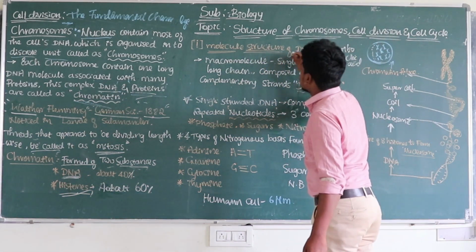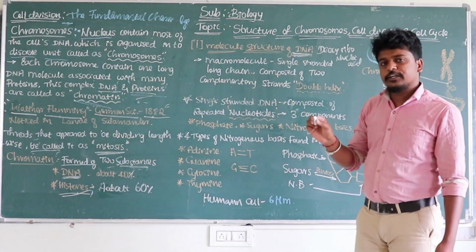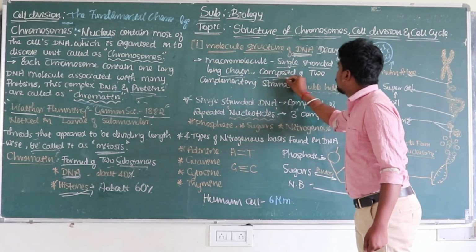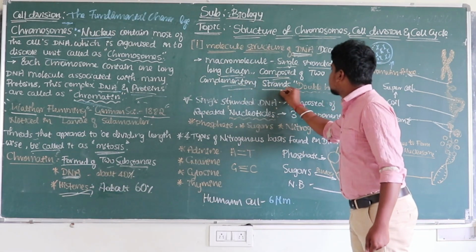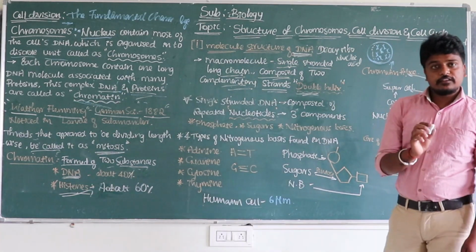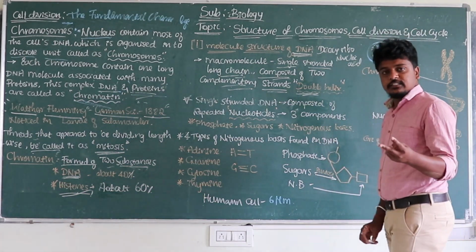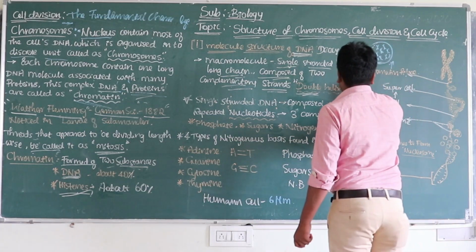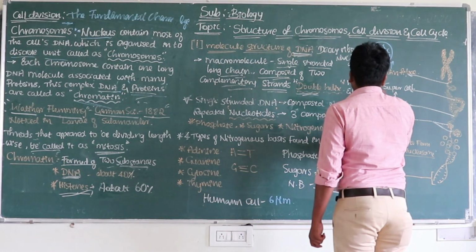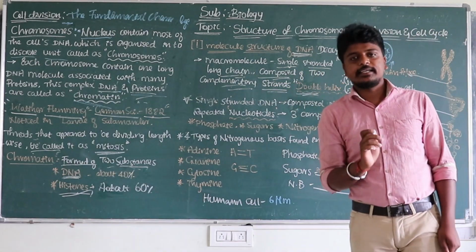When it comes to the structure of DNA, DNAs are large macromolecules, a long chain composed of two complementary strands. That's called the double helix model. For the first time, the DNA double helix model was discovered by two scientists, Watson and Crick. These are the two scientists who discovered the double helix model of DNA.